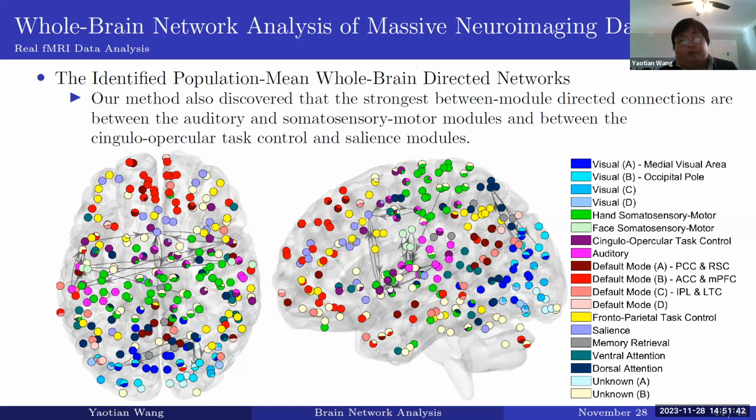I want to say that existing methods such as functional connectivity methods such as ICA can also identify the strong connections between somatomotor and auditory, but they typically put them into one independent component. Here, we identified strong directed connections between these two modules, but we also separate them into different modules and suggest that these regions are related to different brain functions.